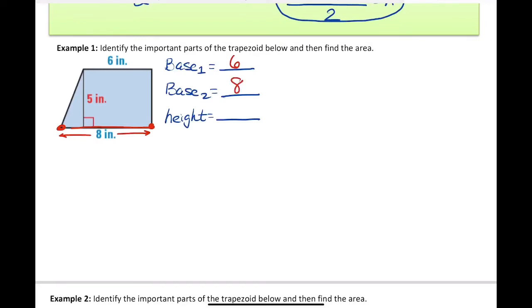So that's 8. It's okay if you want to put inches here. And then the height, again, look for that right angle. Then the height is 5.